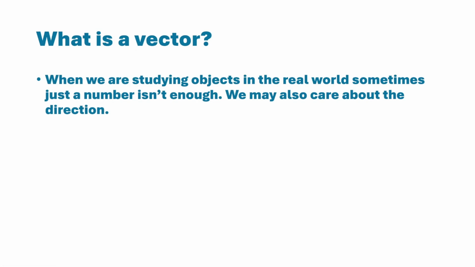Today we're going to learn everything you need to know about vectors for your first physics mechanics class. So what is a vector? When we are studying objects in the real world, sometimes just a number isn't enough. We also care about the direction. An example is velocity. If you're trying to drive somewhere, you don't care just about how fast you're going, but also where you're going, right?